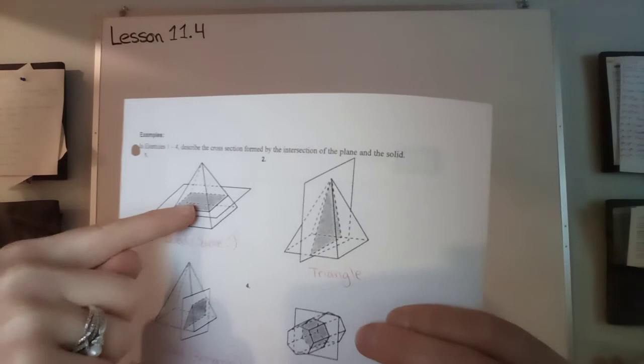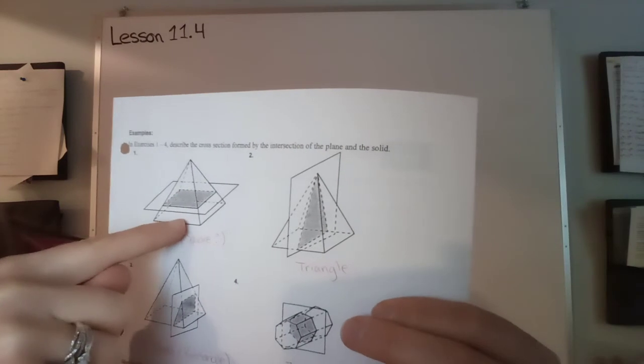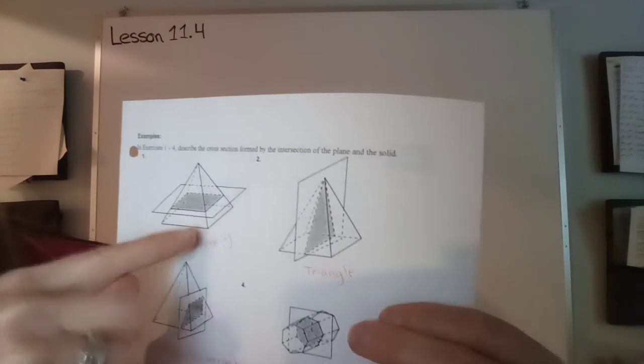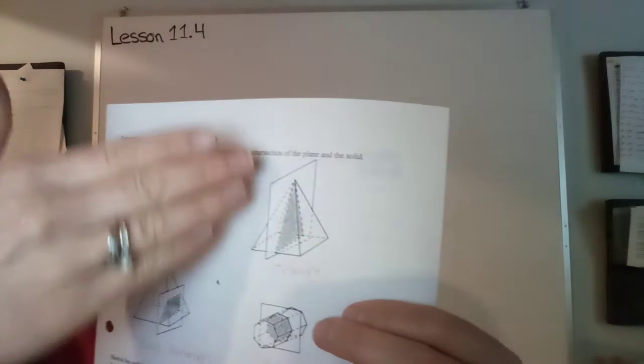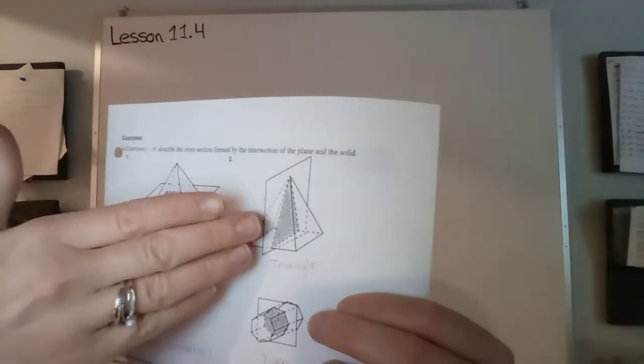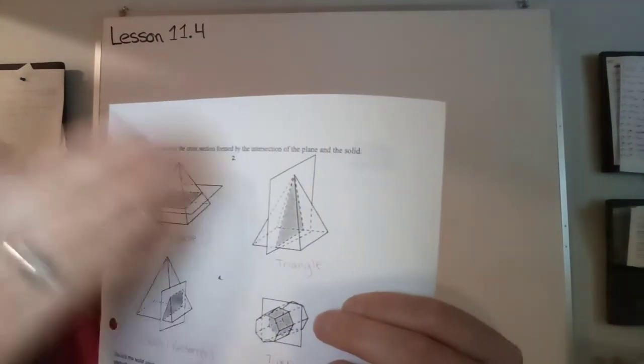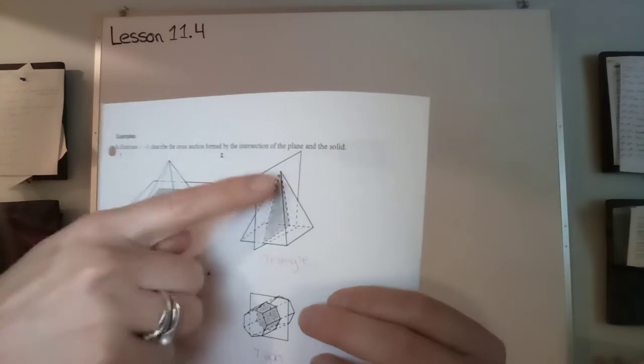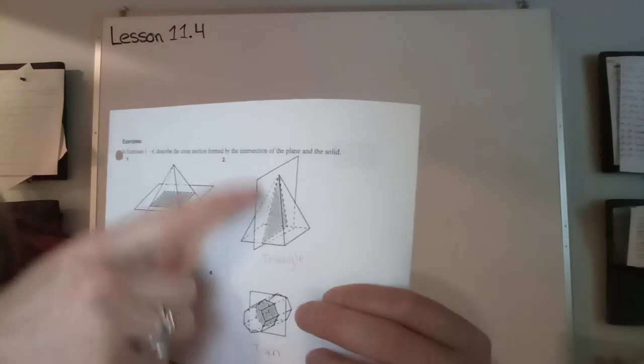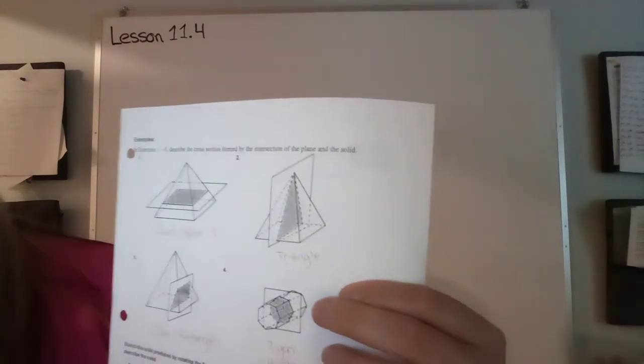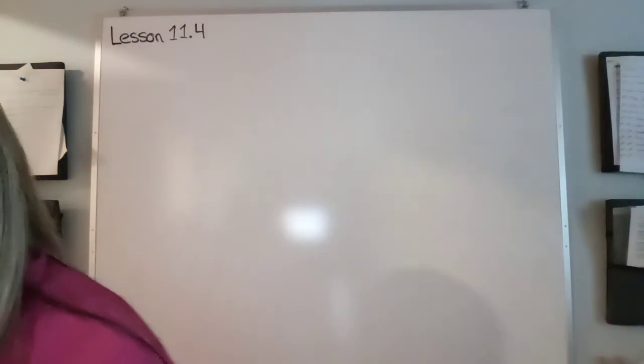The cross section face is going to match the plane that it runs parallel to. All right, here we have a vertical plane, and the vertical plane is going to run parallel or match the vertical lateral faces, which are triangles. So we have a triangular cross section, okay? So that's what a cross section is.